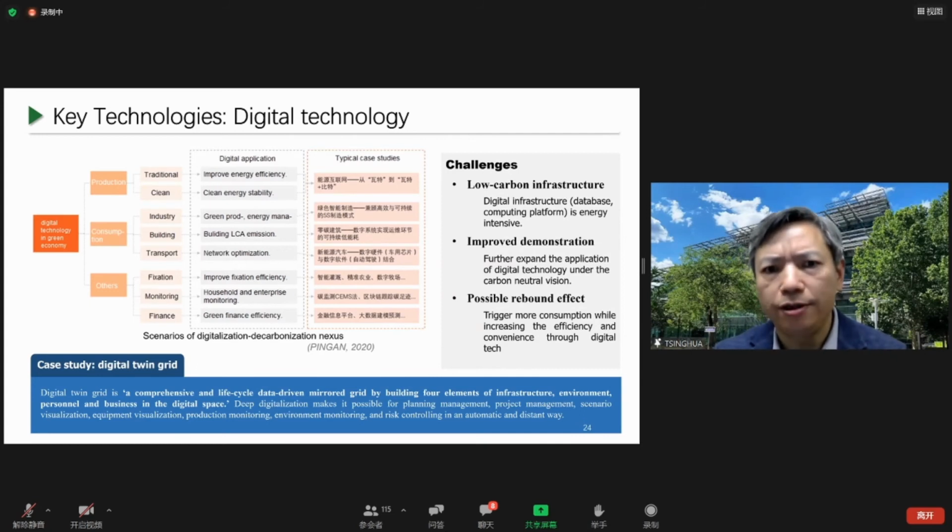Digital twin grid is a hot topic, for example, which provides a solution for smart grid management in an automatic and remote way.